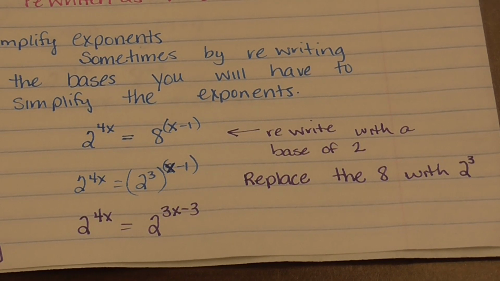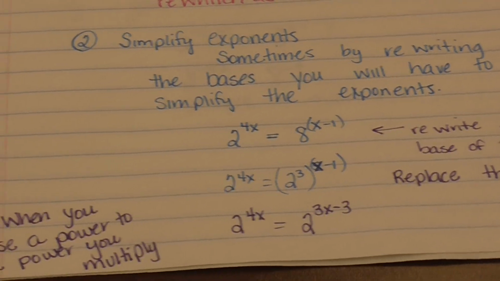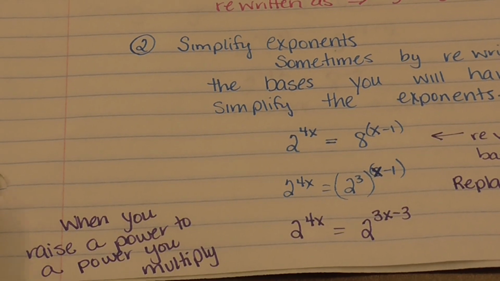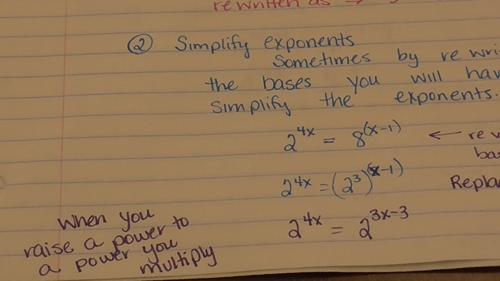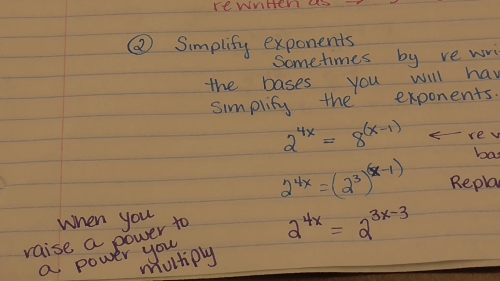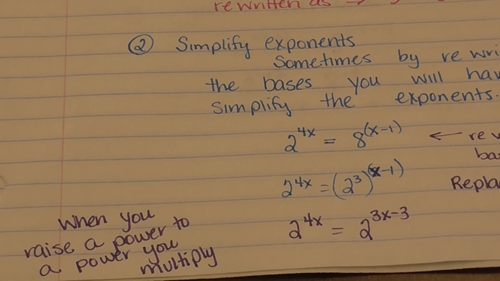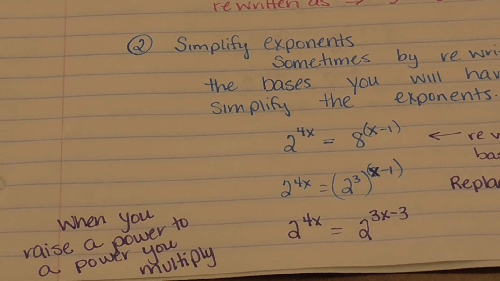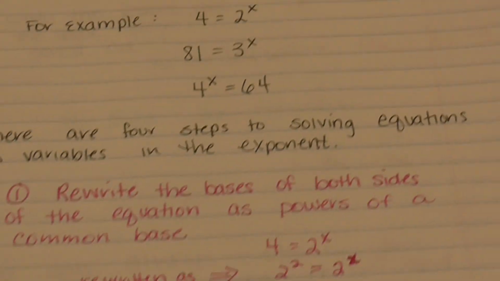When you raise a power to a power, you multiply. So I'm going to multiply the 3 in 2 cubed times x minus 1. To multiply like this, I have to distribute. So I'm going to take 3 times x is 3x, and 3 times negative 1 is just negative 3.